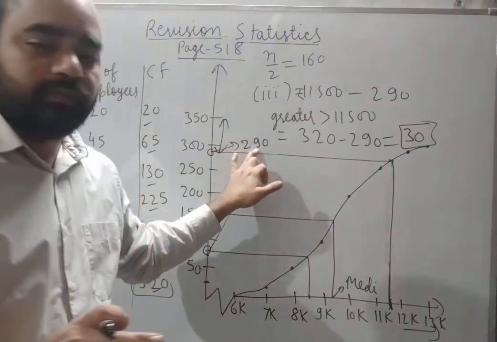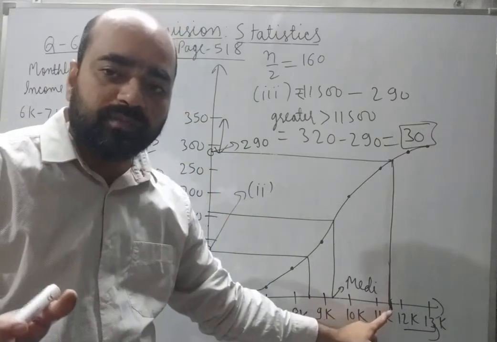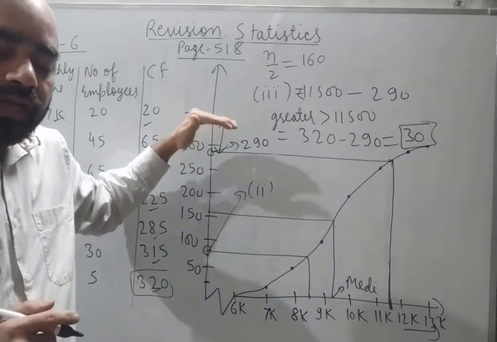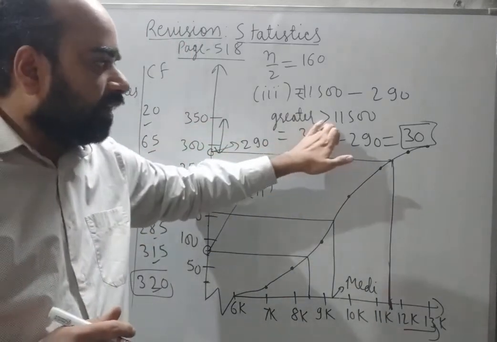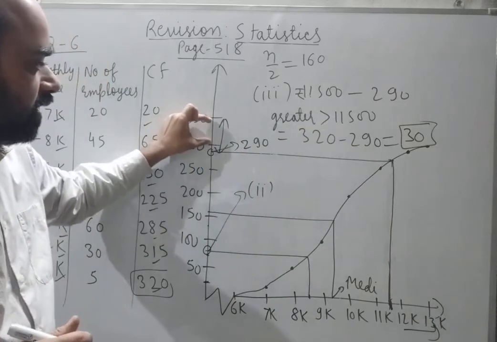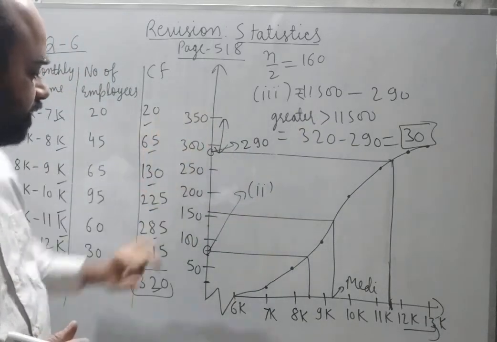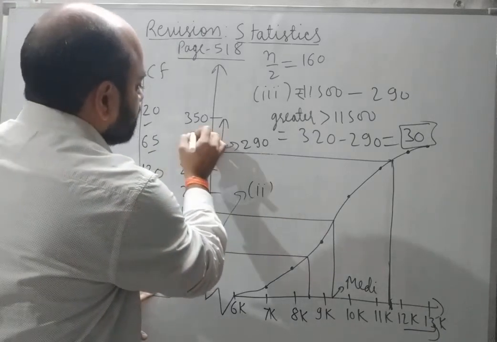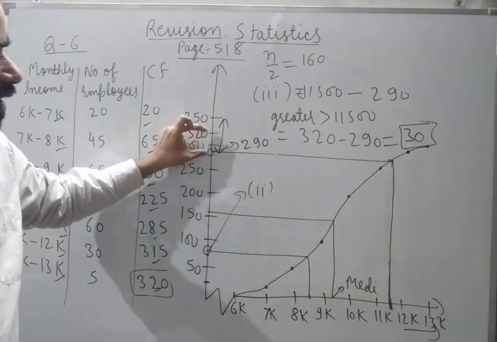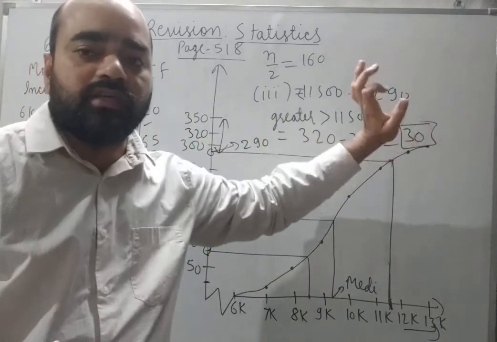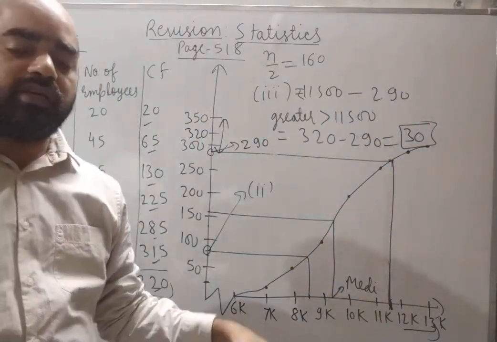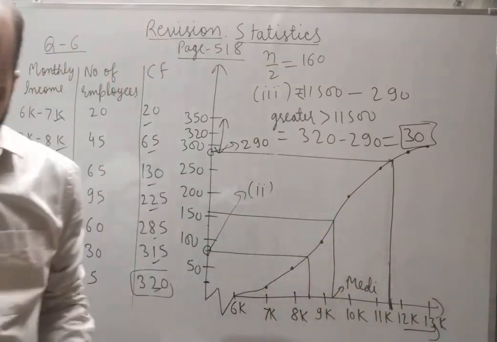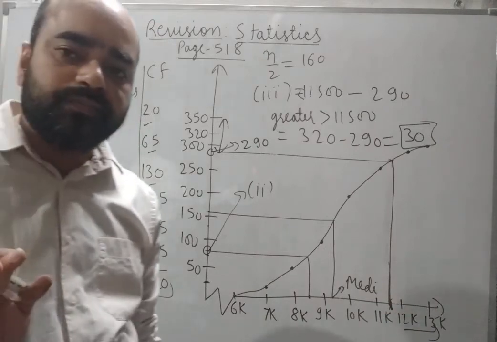So 290 is the number of employees getting 11,500, but we want employees getting greater than 11,500. It means this difference we want. What is the difference? Maximum is 320. So 320 and 290, what is the difference? 30. So 30 employees are the senior employees. Why? They are getting above 11,500. Understood the method? Correct.